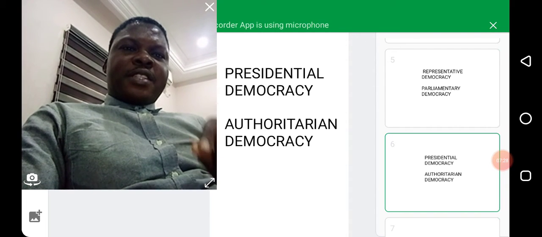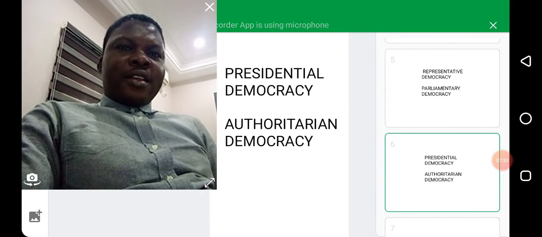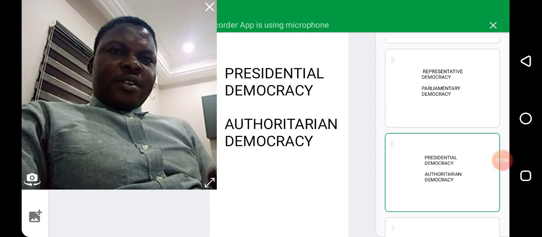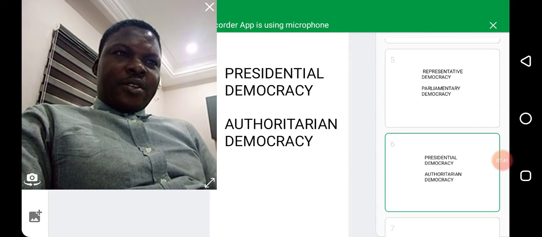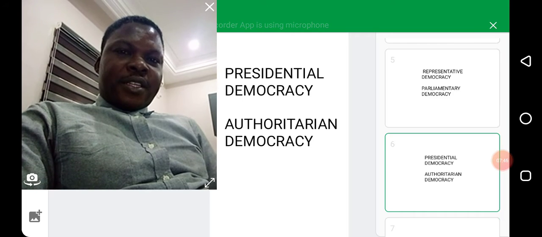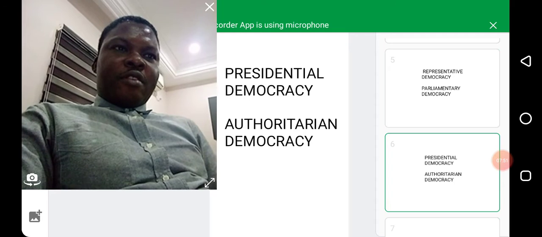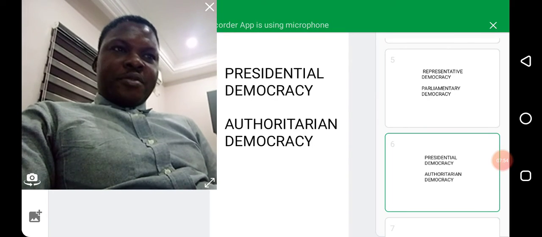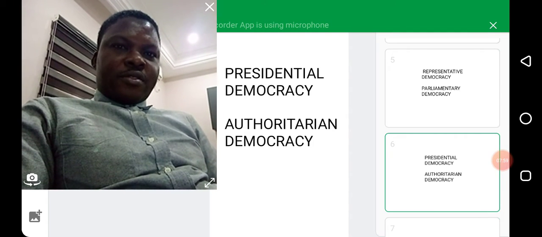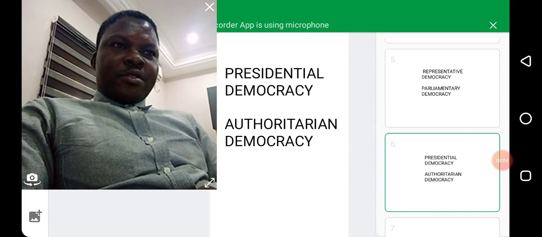Now, this type of government is no longer common in our society today. However, some scholars will tell you that Russia under Vladimir Putin is still operating authoritarian democracy. It still has some elements of authoritarian democracy. It's a government by just a few individuals, the wealthy ones, that see themselves as the lords of the people and take charge.